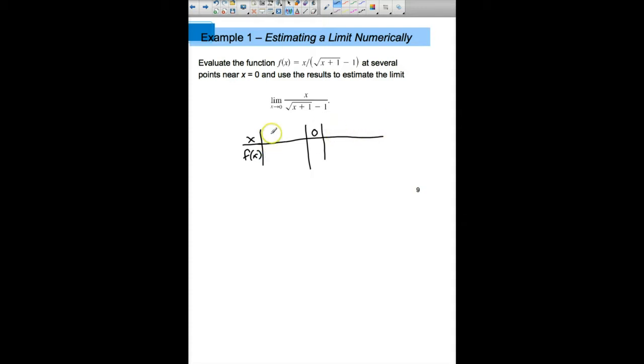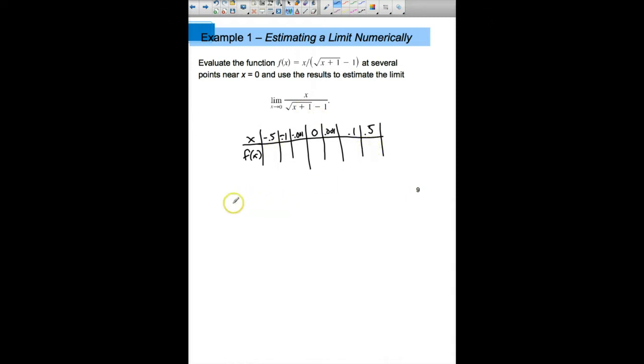So numbers from the left would be like negative 0.5 and negative 0.1 and negative 0.001, and then from the right, values like positive 0.5, positive 0.1, positive 0.001. And we're going to plug those into this equation and find what the y values are equal to.